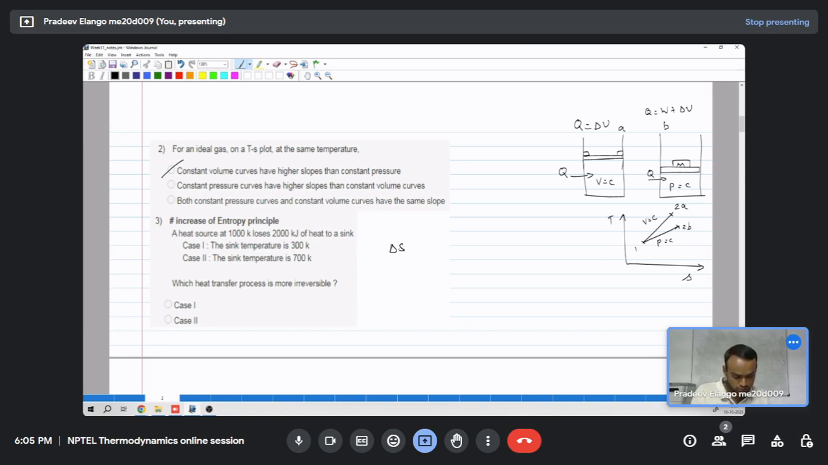So for the entropy change, we have the summation of heat transferred by temperature. For the first case, we had heat of 2000 kilojoules transferred at 1000 Kelvin, and heat rejected to the sink is also 2000 kilojoules, but at a sink temperature of 300 Kelvin. So this is delta S1 for case 1, and similarly for case 2 it will be 2000 by 1000 minus 2000 by 700.